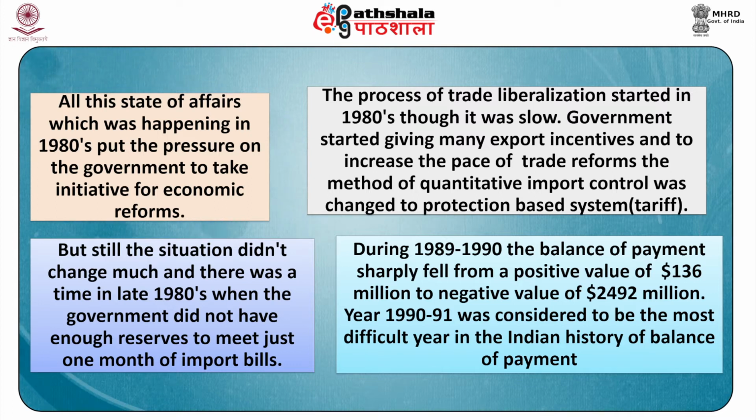But still, the situation didn't change much, and there was a time in the late 1980s when the government did not have enough reserves to meet just 1 month of import bills. So during 89-90, the balance of payment sharply fell from a positive value of $136 million to a negative value of $2,492 million. The year 1991 was considered to be the most difficult year in the Indian history of balance of payment.